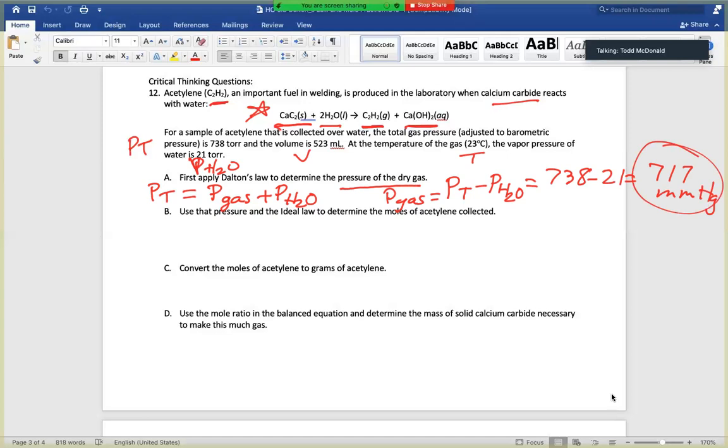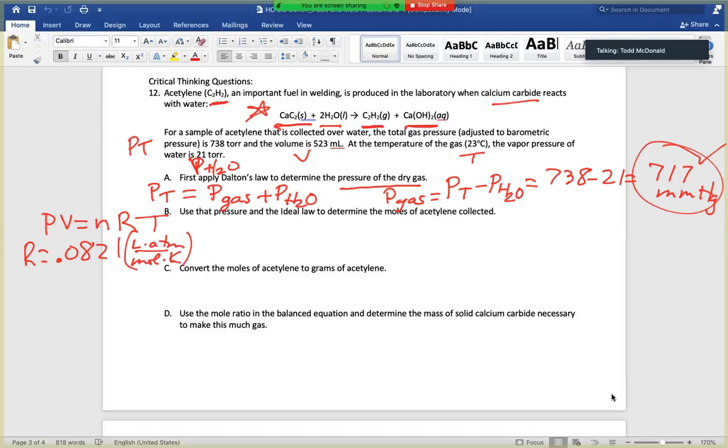And then it says use the pressure and the ideal gas law to determine the moles of acetylene collected. Here's the ideal gas law, PV equals nRT. We know the pressure because we just calculated it, 717 millimeters of mercury. We know the volume, it's given as 523 milliliters. We know the temperature is 23 degrees Celsius, and we're trying to solve for n. We also know the R value. Remember, the R value is a constant, 0.0821 liters times atmospheres per moles times Kelvin. Those are the units we're going to have if we use this R value.